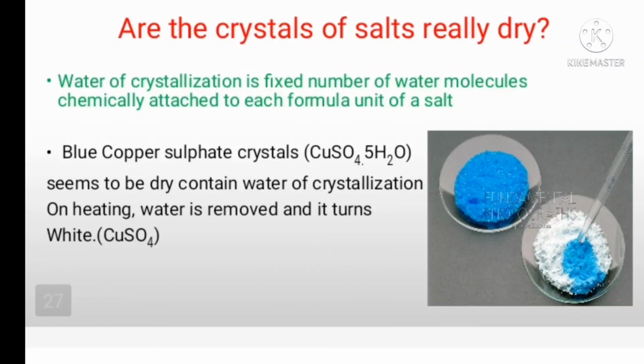And water of crystallization gives crystals of the salt their shape and in some cases imparts color. For example, CuSO4.5H2O is blue in color. When water is removed, it turns white, CuSO4.